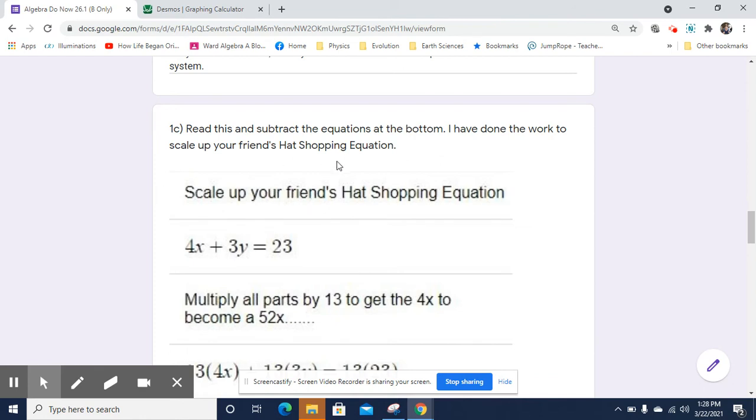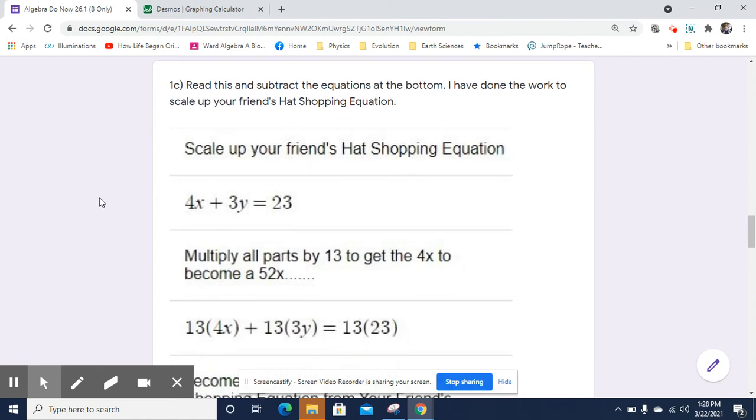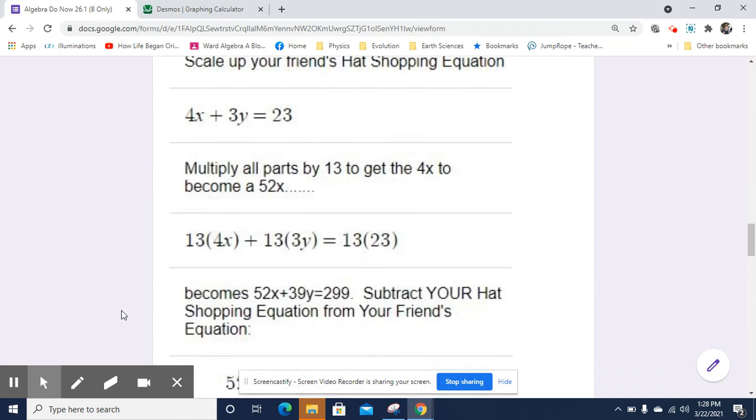So here I've done the work for you with the intention of speeding things up a bit. I have taken your friend's hat shopping equation and scaled it up by 13. So here we go: 13 times the 4x, and 13 times the 3y, and 13 times the 23. I scaled every single part up to keep the equation consistent, and I end up with 52x plus 39y equals 299, because that's what you get when you multiply each of those things by 13.